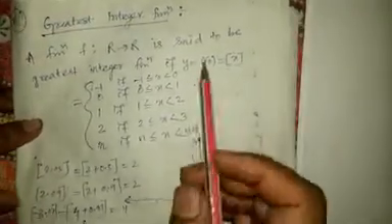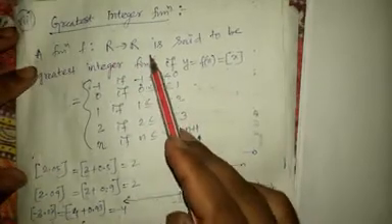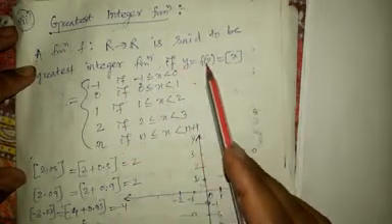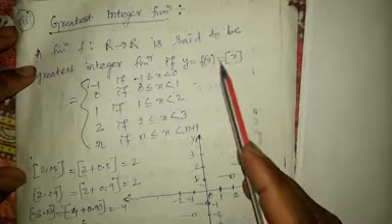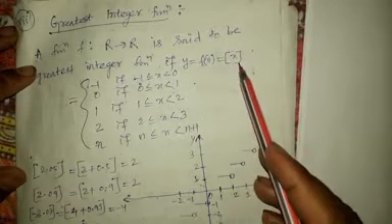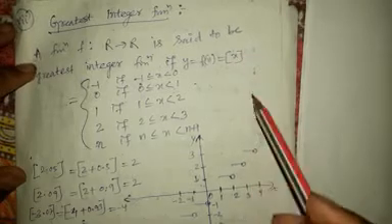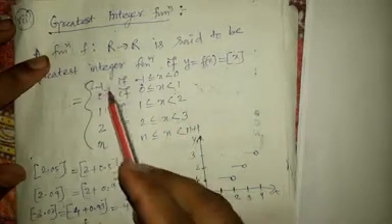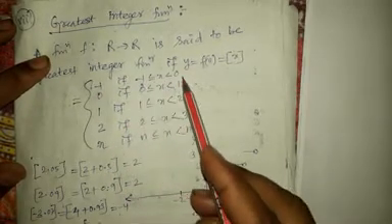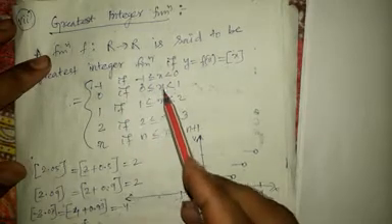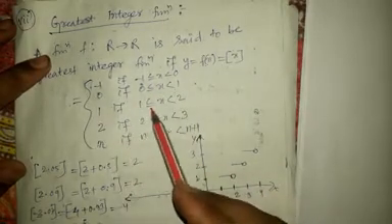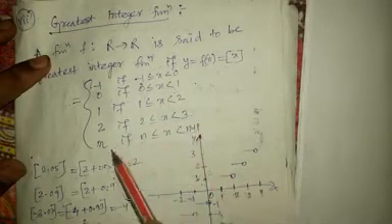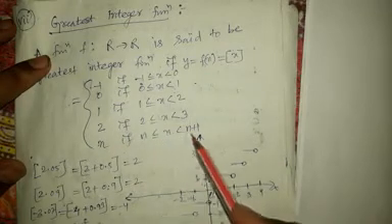Now, the greatest integer function. A function f from real to real is said to be the greatest integer function if y is equal to f of x, which is the greatest integer of x, that is, bracket of x. Y is equal to f of x is equal to bracket of x. That is redefined as minus 1 if minus 1 is less than or equal to x less than 0, 0 if 0 is less than or equal to x less than 1, 1 if 1 is less than or equal to x less than 2, 2 if 2 is less than or equal to x less than 3, and n if n is less than or equal to x less than n plus 1.